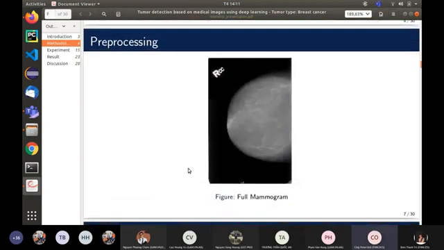And the next step was preprocessing. This is an image of a full mammogram. When you see it, it's not that clear at all. So a CNN would find it very hard to find where the tumor is. I myself cannot see anything. I know it's like a machine problem, but still we have to apply some preprocessing just to make the image clearer.